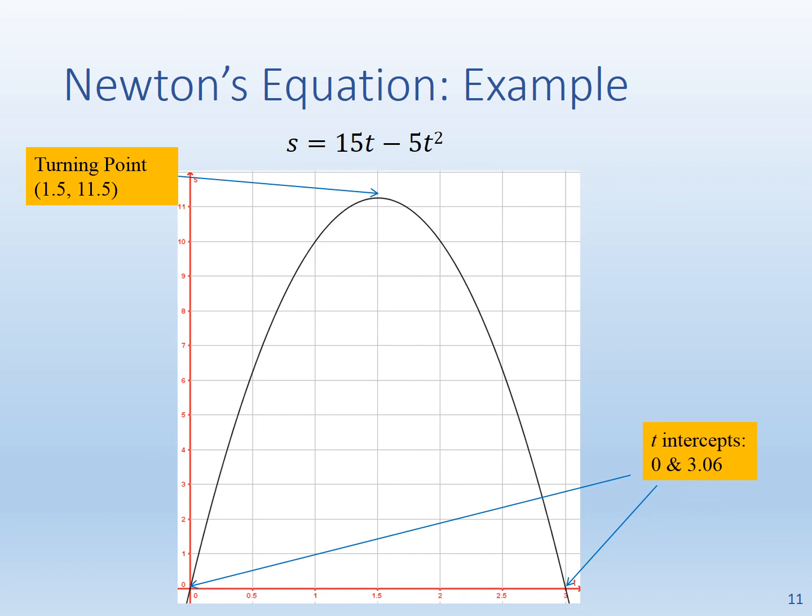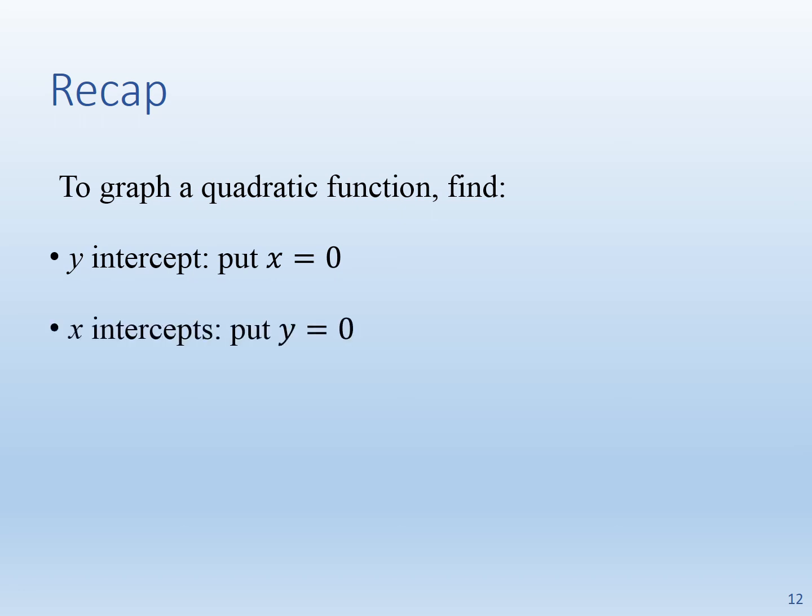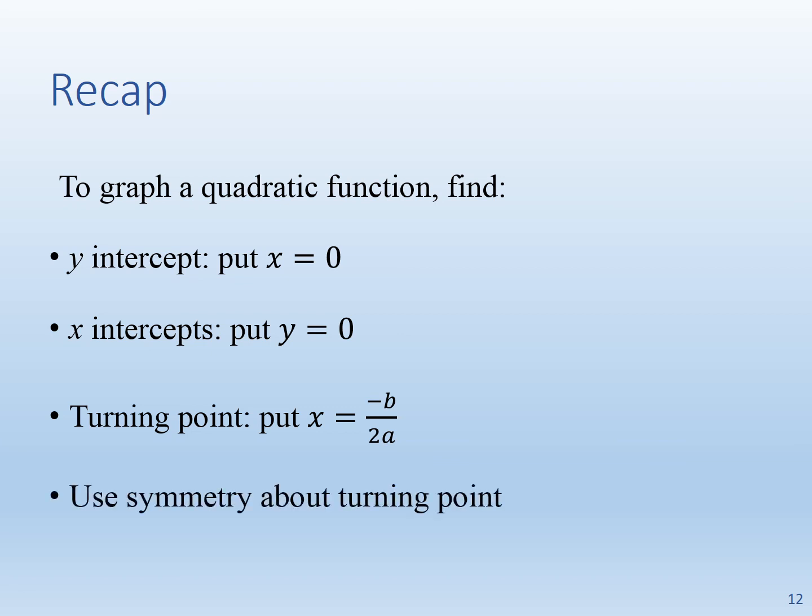In this lesson we graphed a quadratic function by finding some important points like the y-intercept, which we find by putting x equals 0, the x-intercepts by putting y equals 0, and then solving that equation either using factorization or the quadratic formula. We could also find the turning point by putting x equals minus b over 2a, and more points can be found by using symmetry about the axis of symmetry or the turning point. And of course we can plot points by working out a table of values.